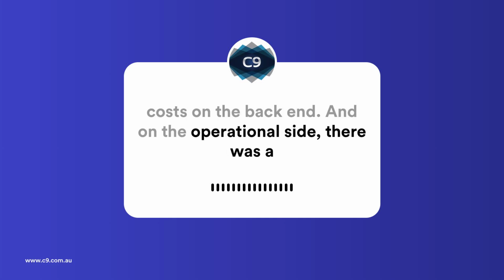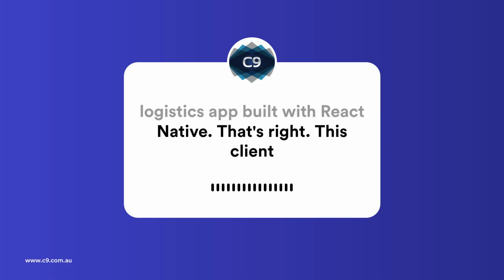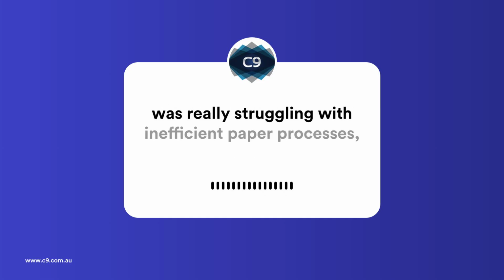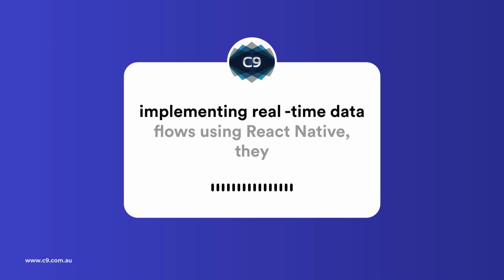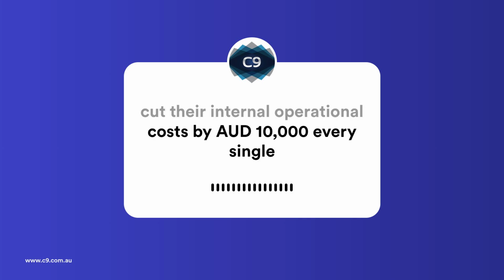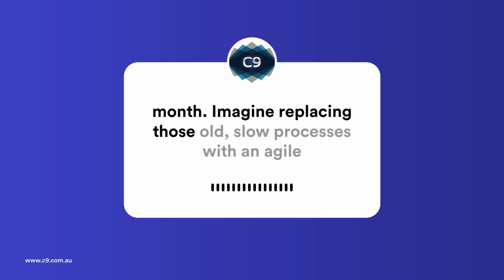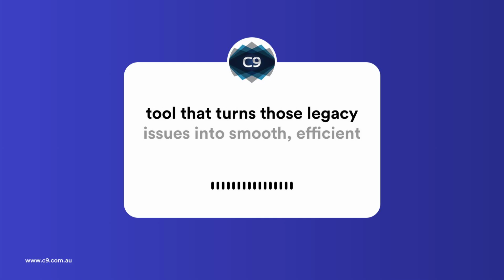And on the operational side, there was a logistics app built with React Native. That's right. This client was really struggling with inefficient paper processes, delayed communication between drivers and dispatch, just clunky. By implementing real-time data flows using React Native, they cut their internal operational costs by AUD 10,000 every single month. Imagine replacing those old, slow processes with an agile tool that turns those legacy issues into smooth, efficient workflows.